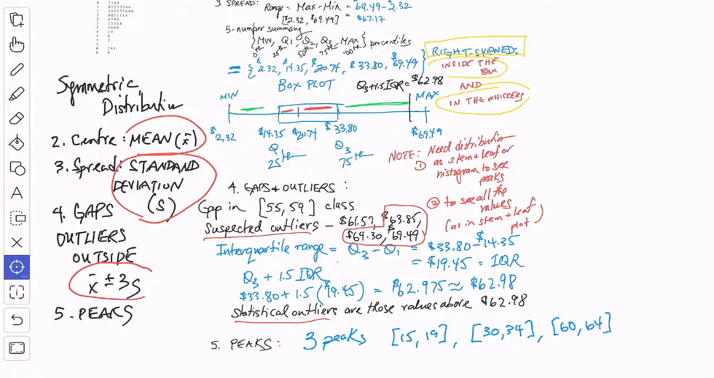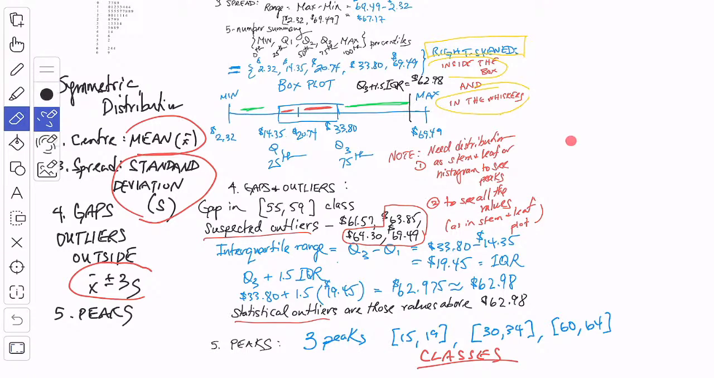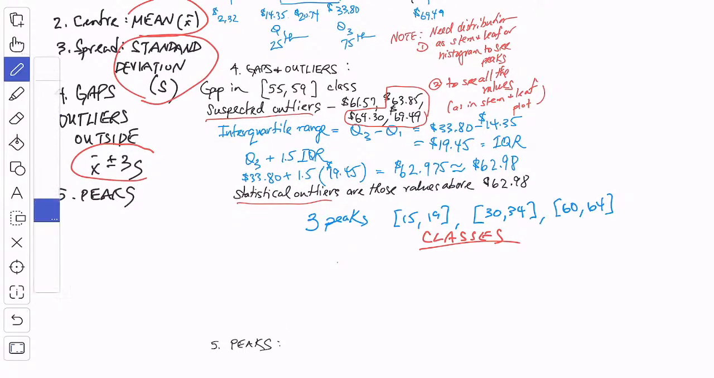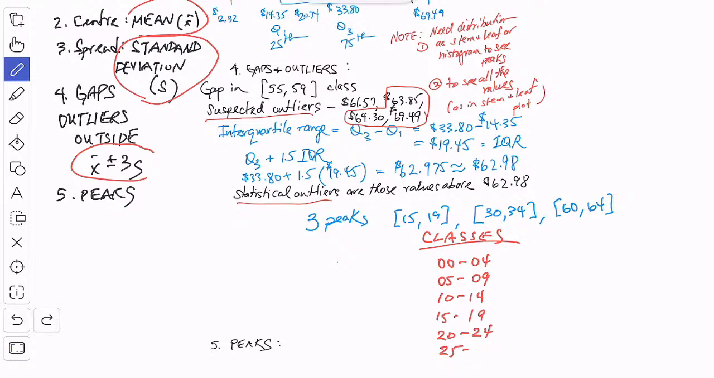These are the classes, right? So the classes were, if you remember, the classes were 0... I did that wrong, 29. See that?